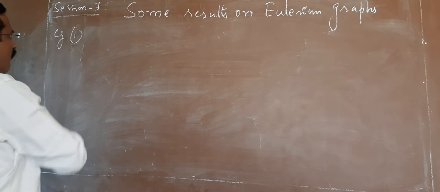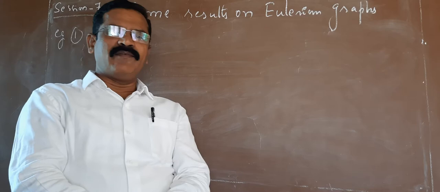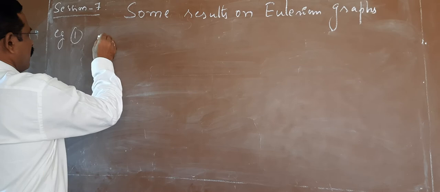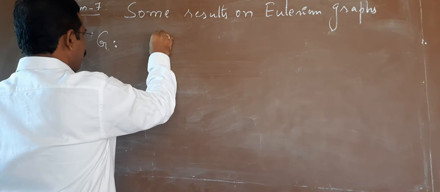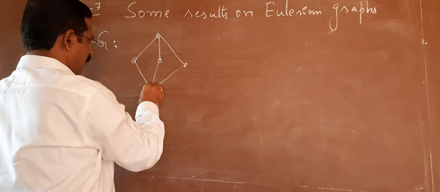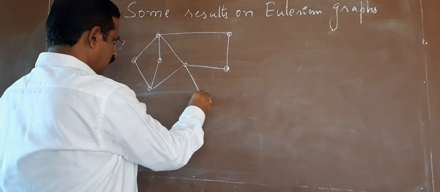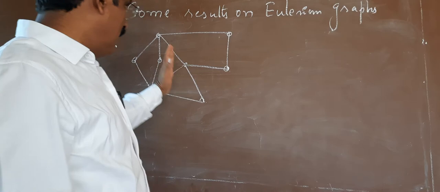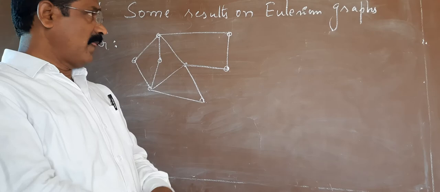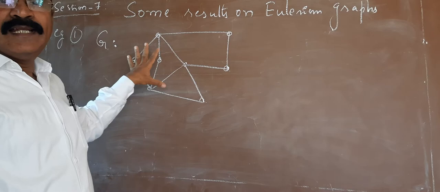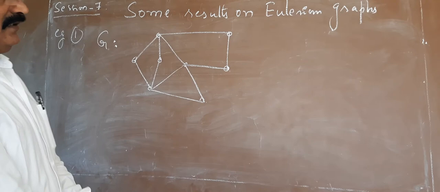Show that the graph G shown below is Eulerian and find the partitions of edges into cycles. I will consider one graph G. Suppose this is the graph. So this is the graph G. Now show that the graph G drawn here is Eulerian and find the partitions of edges of G into cycles. So that is the question.